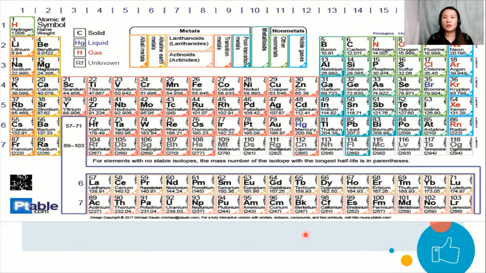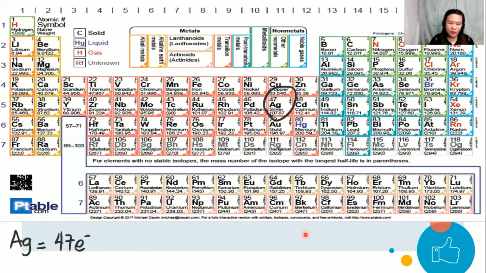Okay, so let's try another one. And this time, let's say we have silver. That will be Ag, silver. And where can we find silver? If you look at your periodic table, it is here. The number of electrons for silver is 47 electrons, following its atomic number.